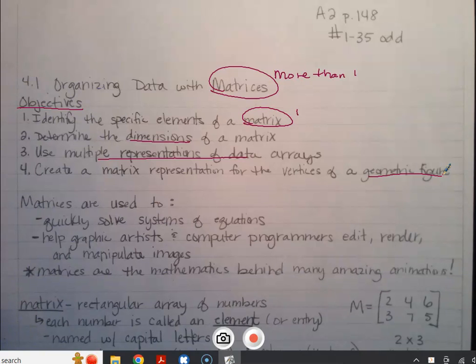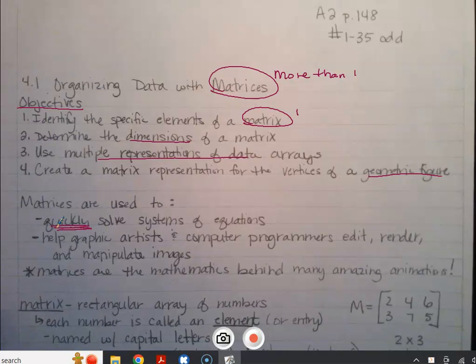So now matrices are cool because they're used to quickly solve systems of equations, which is awesome. And they help graphic artists and computer programmers edit, render, and manipulate images. So pretty much any animations that you see, like on the computer screen, there's matrices behind them. Okay, so it's this kind of cool math that you're like, what? When am I ever going to use this? That you've done that without knowing it. Okay, nice. Yeah, Lauren.